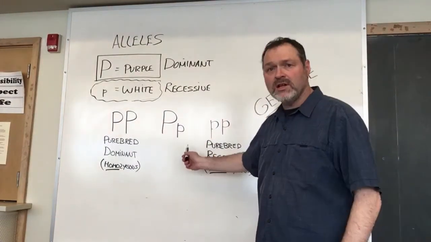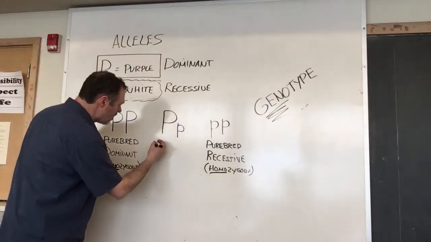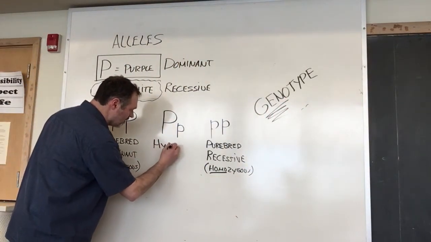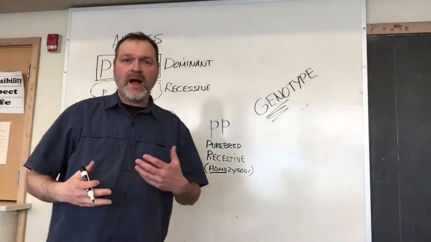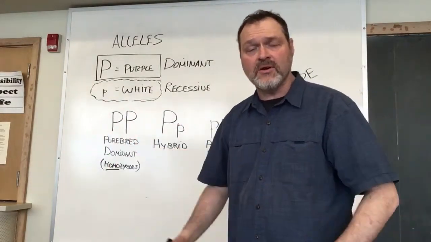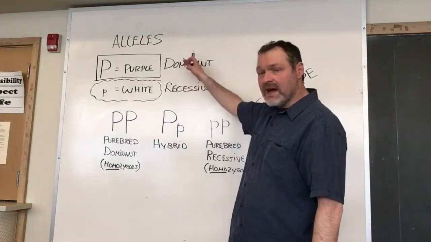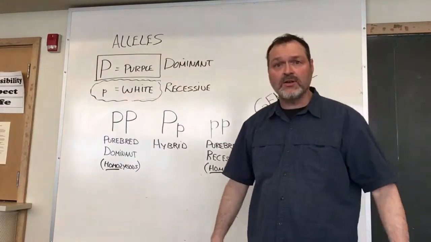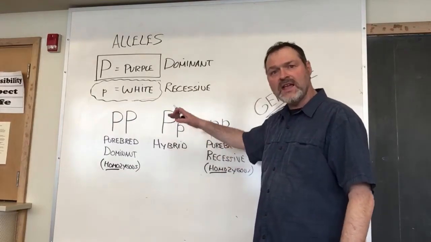Now, the one in the middle is not homozygous or purebred. It's called a hybrid. Now, I know we're used to the term hybrid referring to cars that use both an electric motor and a gasoline motor, but in this case, hybrid means they have both the dominant allele and the recessive allele present in their genotype. So this particular plant is a hybrid.